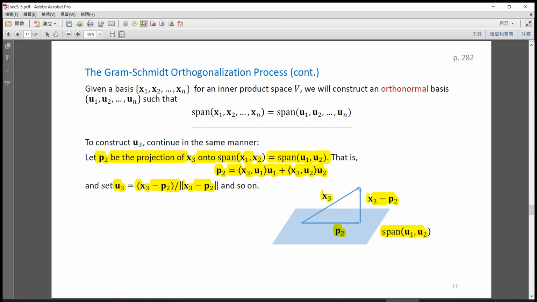We can construct u1, u2 up to un such that the span of u1 up to un equals the span of x1 up to xn, and the Gram-Schmidt process is then complete.